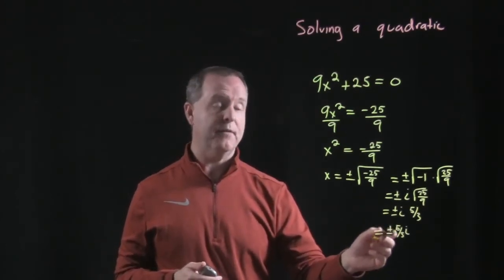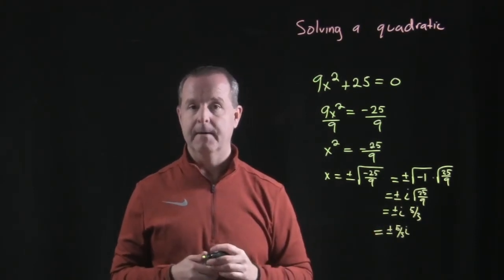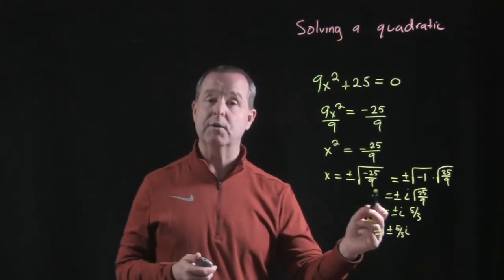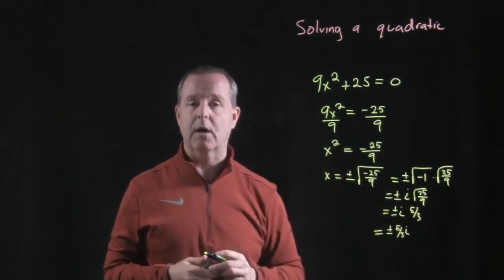Those are my two solutions. One is positive 5/3 i. My other solution is negative 5/3 i. And you notice that we had to introduce the i in order to solve this particular quadratic. So its solutions are complex.